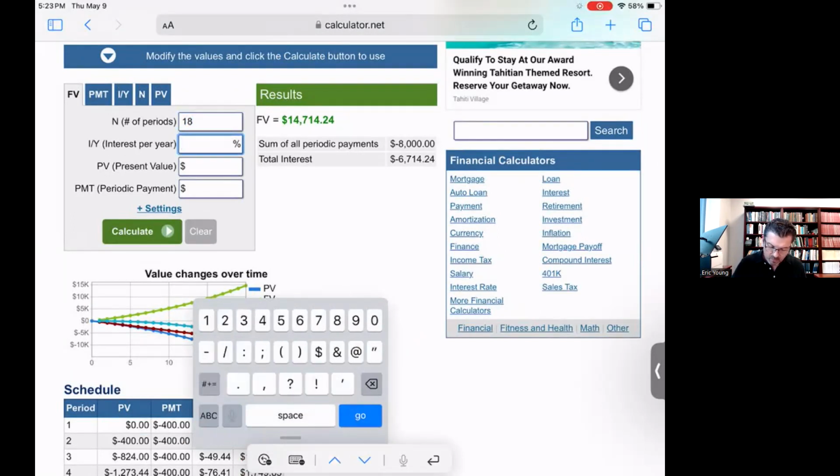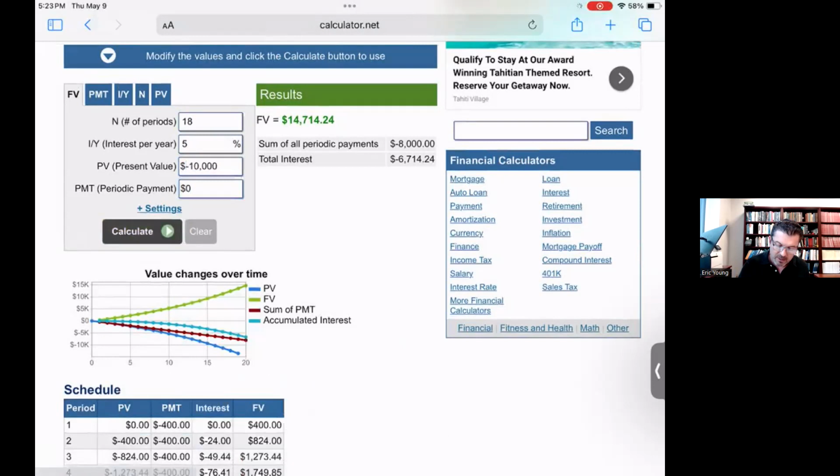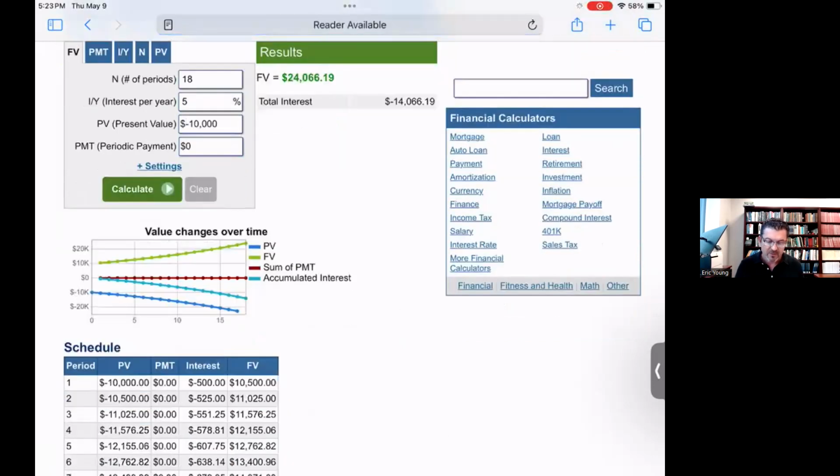The interest rate we said was going to be 5% per year. We're putting in $10,000. Now I'm going to enter that as negative 10,000. The shorthand with the financial calculator: money that you contribute in is a negative, money you pull out is a positive. That's just the way the numbers work. And the payment's going to be 0. Hit calculate. And there you go.